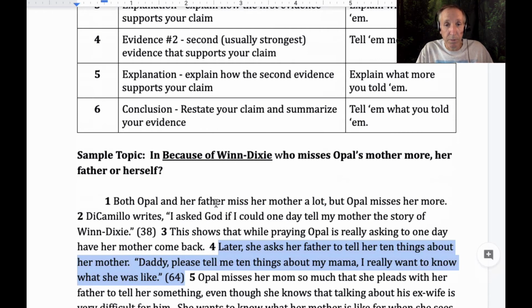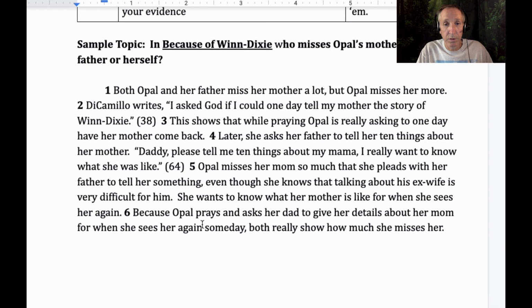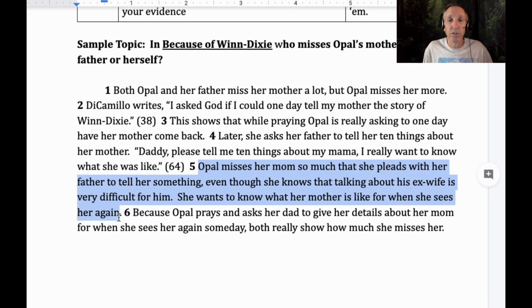And then my explanation for my second evidence is Opal misses her mom so much that she pleads with her father to tell her something, even though she knows that talking about his ex-wife is very difficult for him. She wants to know what her mother is like for when she sees her again. Again, I cheated. I used 2 sentences. Well, it's not really cheating. I just really needed to thoroughly explain my quote that I brought up, okay? And I do think it's the stronger of the 2. You can have a different opinion, but it works for me.